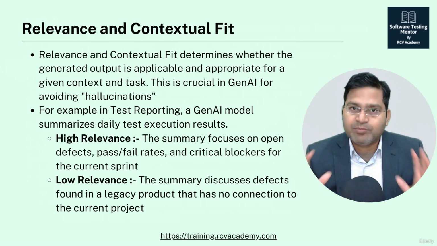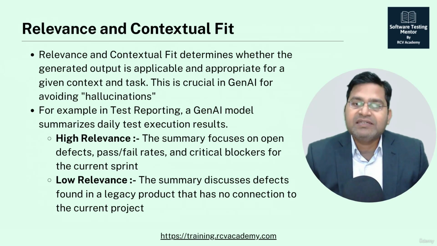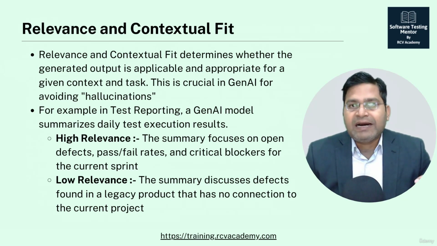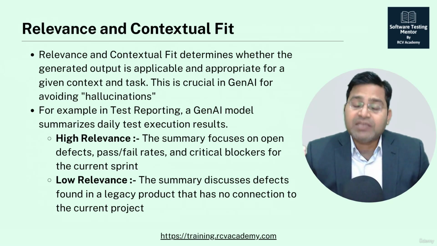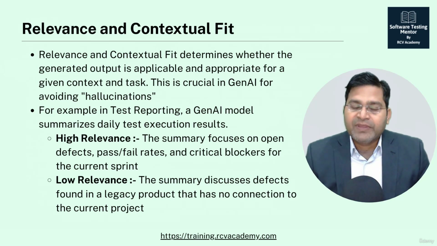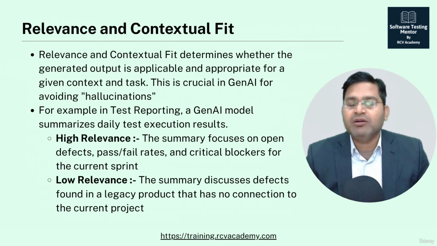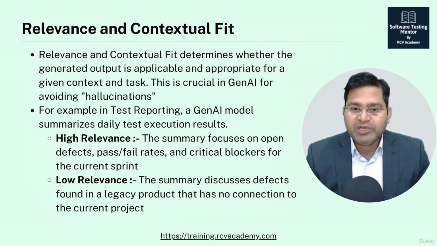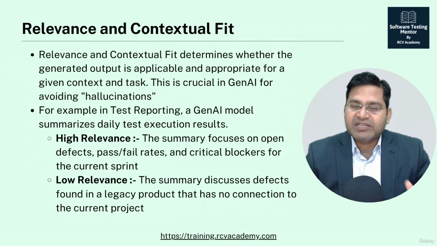For example, if you have the test reporting scenario, the GenAI model summarizes daily test execution results. If we talk about the relevance and contextual fit for the test reporting, high relevance is there if the summary that is generated by the GenAI model focuses on open defect, pass, fail, critical blockers in the current sprint. But if the model suggests the defects that were found in the previous sprint or all the previous sprints and not specifically focusing on the current sprint, then you know that the relevance is less in that case. It is not relevant and not contextually fit. So that's the relevance and contextual fit metric.